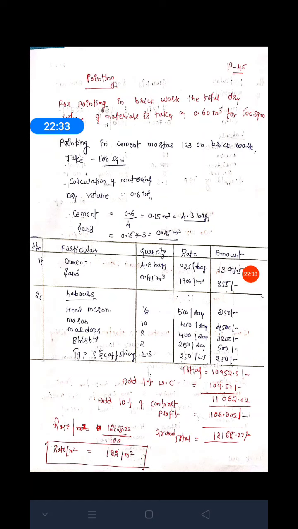And here for labors, we require head mason, mason, mazdoor and bhisti. Head mason is around half, mason is 10 numbers, mazdoor is 8 numbers, and bhisti is 2 numbers. And as we know, the rate for head mason you may get around 500 rupees per day, and mason around 450 rupees per day, and mazdoor around 400 rupees per day, and bhisti 250, and lump sum for scaffolding is around 250.